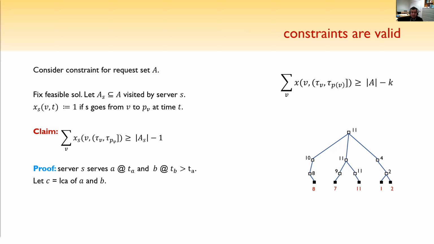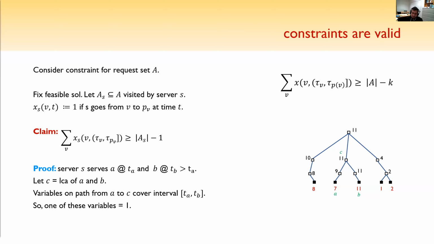Okay. So why is this claim true? Imagine that this server S serves a location A at time TA and then location B at time TB, where TB is greater than TA. So here's an example: a request at time 7 is at A, and a request at time 11 is at B. Now let's define C to be the LCA of A and B. Now the claim is that the variables on the path from A to C must actually tile this interval from TA to TB. So the interval from TA to TB is 7 to 11 in this example.